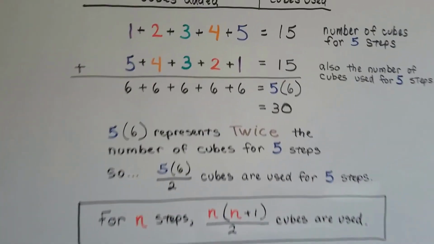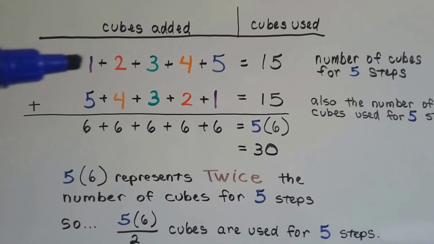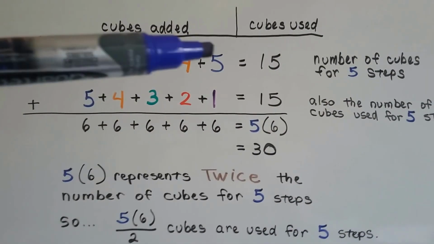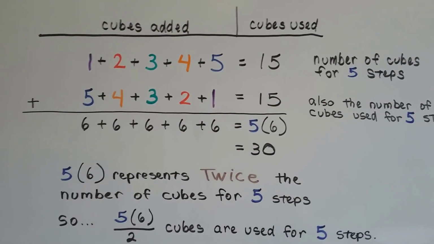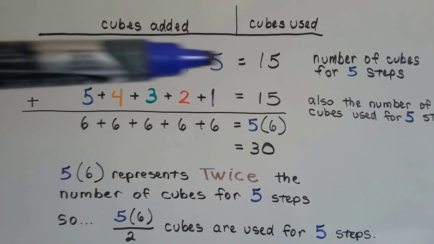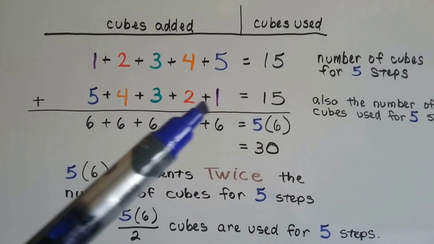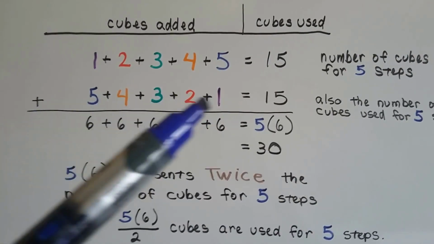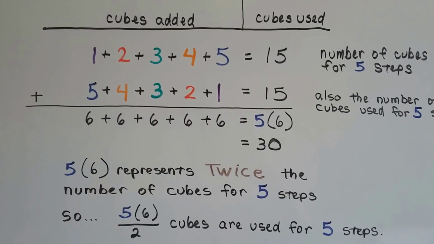And take a look at this. So this is what we added together for 5 steps. That's the number of cubes for 5 steps. And it's going to equal 15. We can spin it around and add it going the other direction, and it'll still equal 15, won't it?